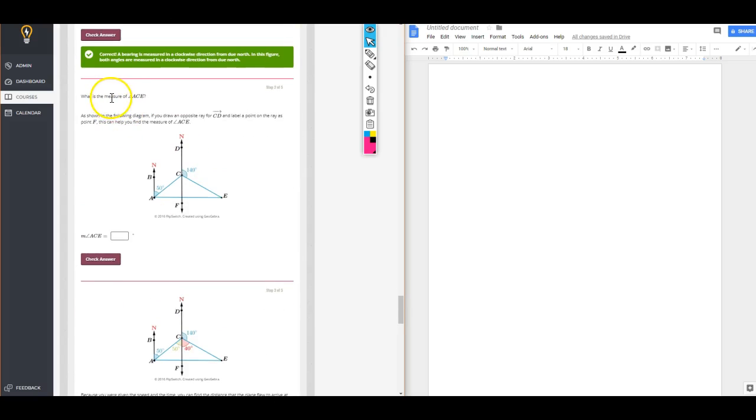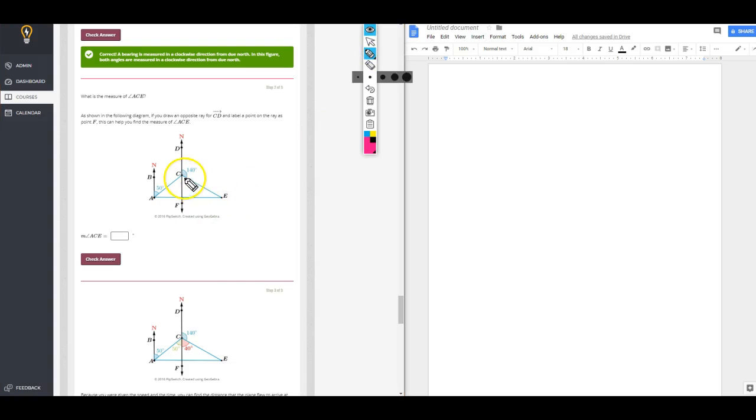What is the measure of angle ACE? As shown in the following diagram, if you draw the opposite ray for CD and label the point on the ray as point F, this can help you find the measure of angle ACE. So it wants to know this angle from A to C to E.